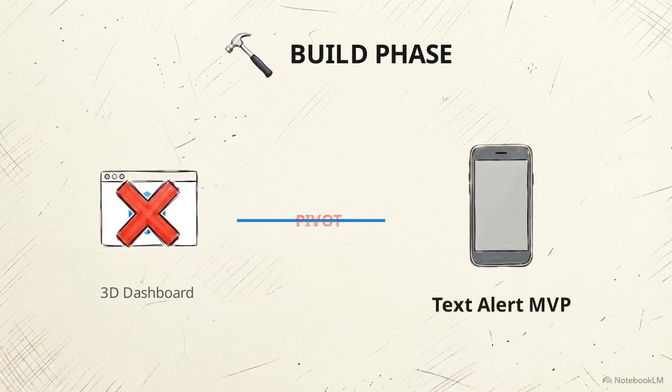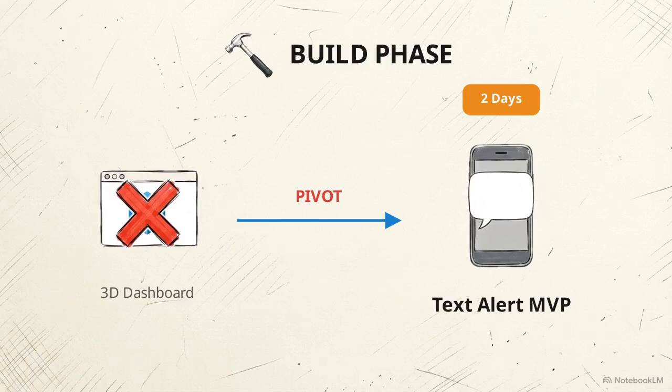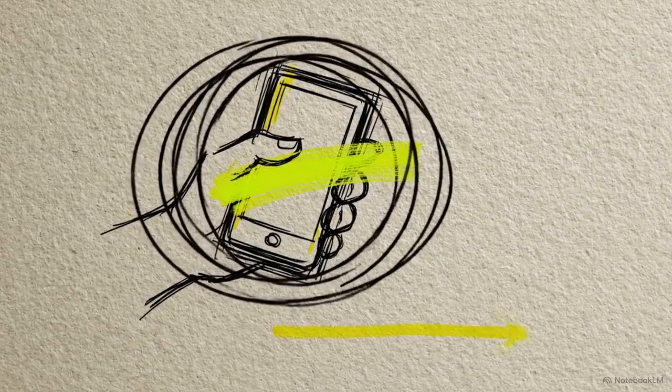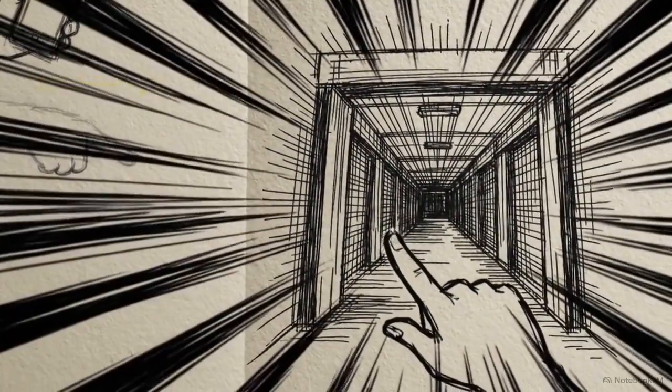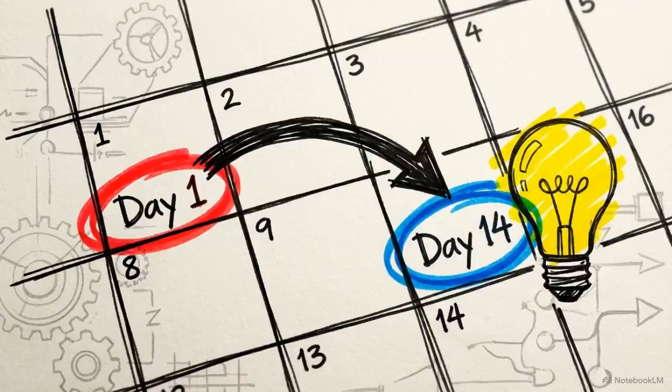They spent 2 days wiring the sensors directly into a basic text message alert system. The results were immediate. Factory managers achieved an average response time of 3 minutes to incoming text alerts. The core product feature was discovered through the speed of cycling 2 completely different assumptions in just 14 days.